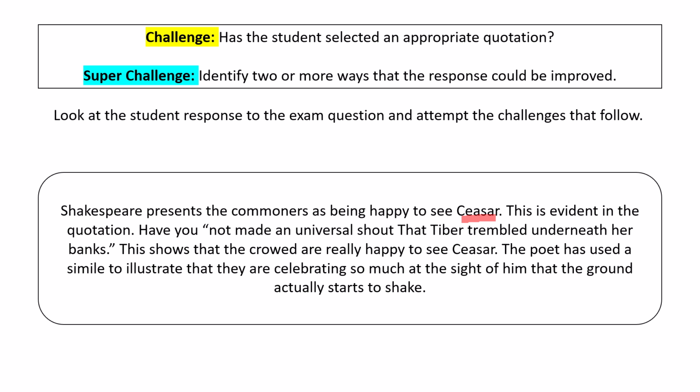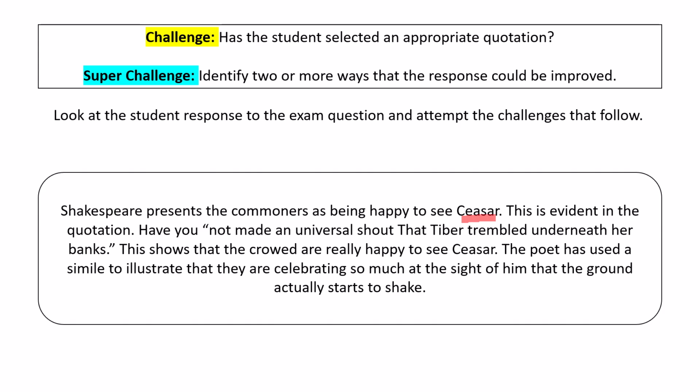This is evident in the quotation, "Have you not made a universal shout that Tiber trembled underneath her banks?" Now this is a really fantastic quotation. Essentially what we're looking at here is that they're saying to them, you've been so happy to see Pompey and the people that actually represent him and walk with him, that you've shouted so much that the very ground and everything that we stand on all kind of shakes with the uproar and the excitement that you're showing. And this actually shows how flippant the crowd are, really. They can be loyal to one person one moment and completely abandon that loyalty in the next.